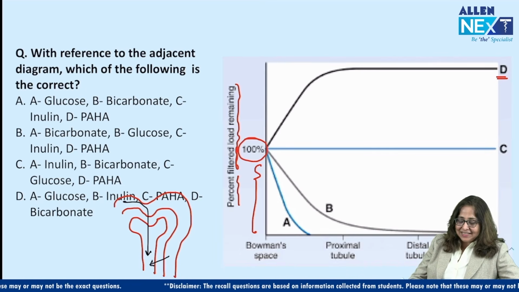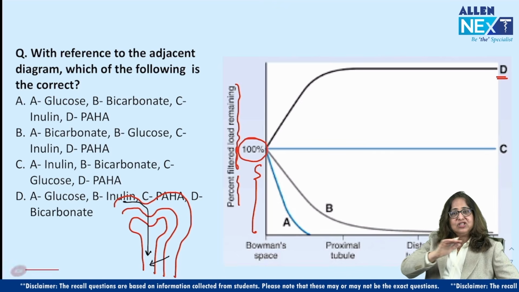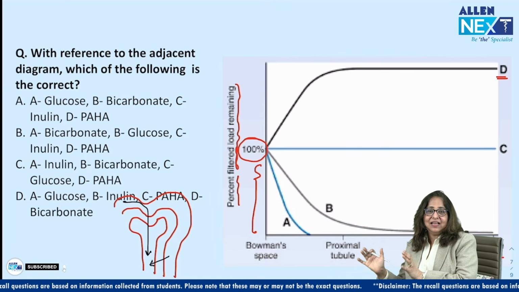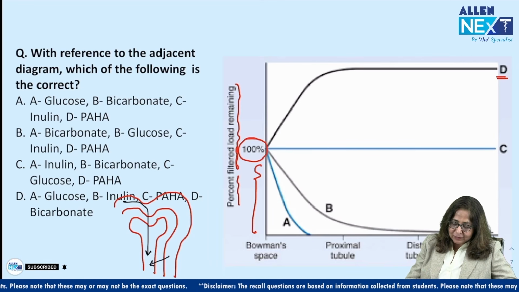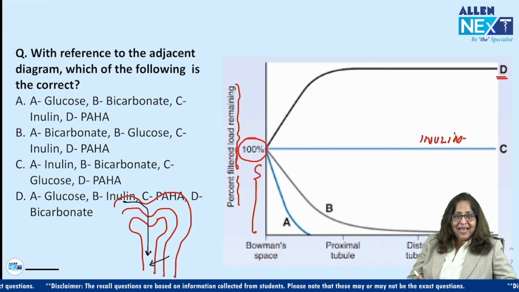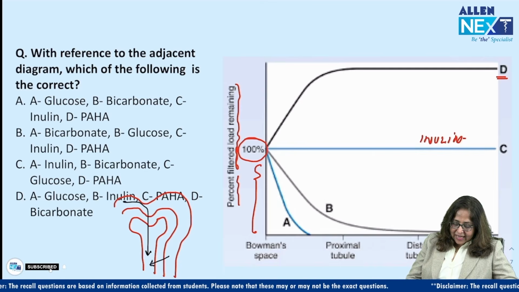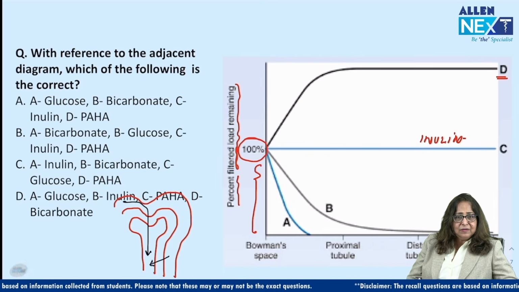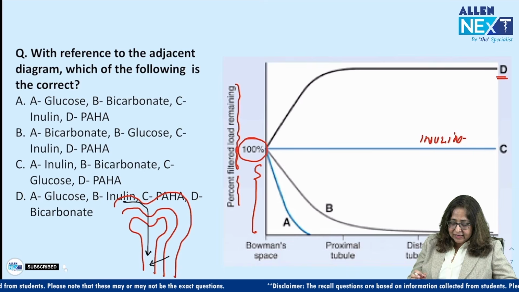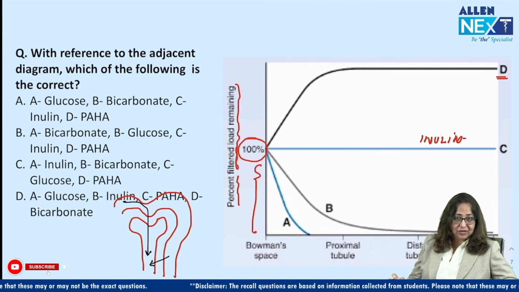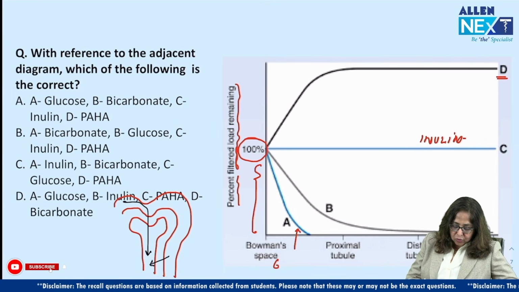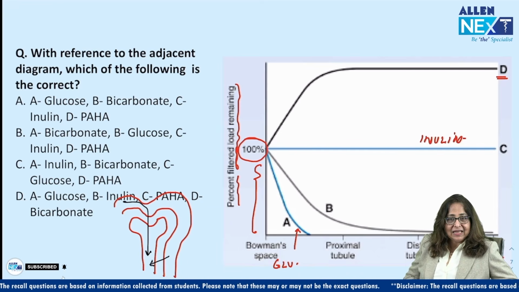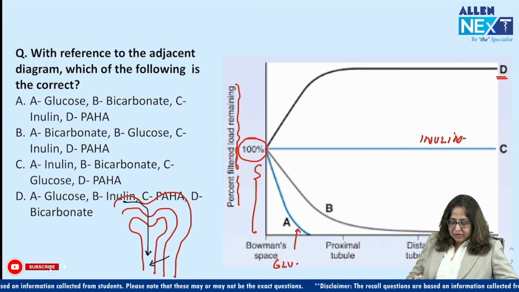What is C? C is a substance whose filtered load remains constant. Whatever was filtered, the amount of that substance remains constant. There is no reabsorption and no secretion of that substance, and that is inulin. So C is inulin. A and B are reabsorbed. A is reabsorbed to such an extent that it touches the baseline. It's 0 in the urine, and most of that reabsorption takes place in the PCT. So A is glucose. Look at B. B is a substance which is being reabsorbed.